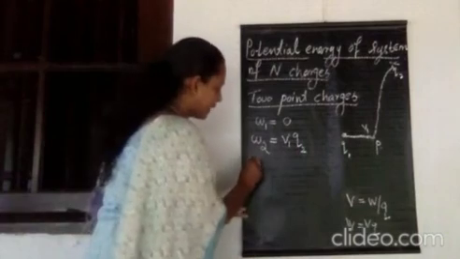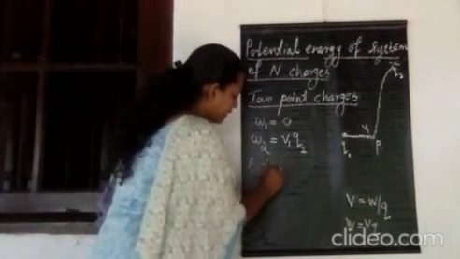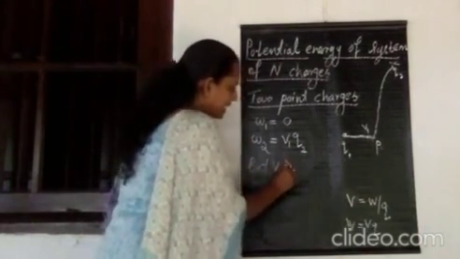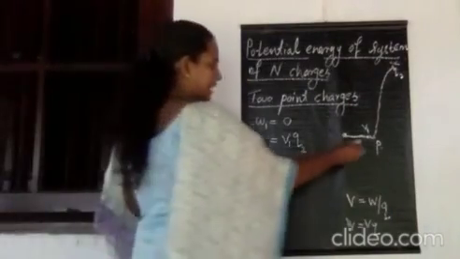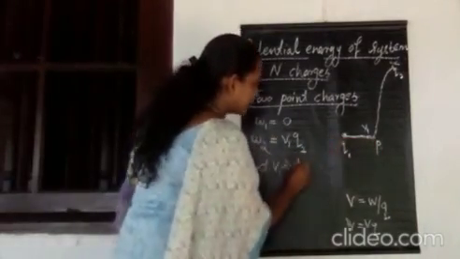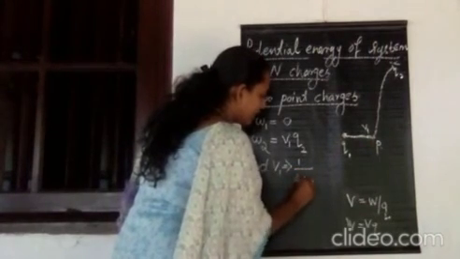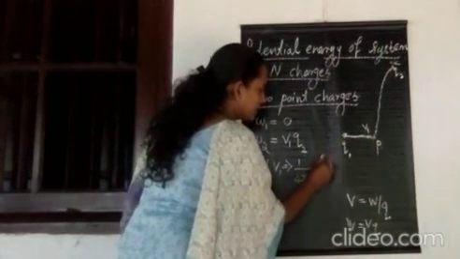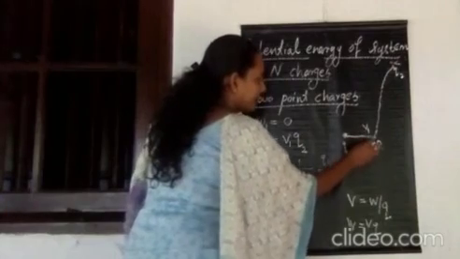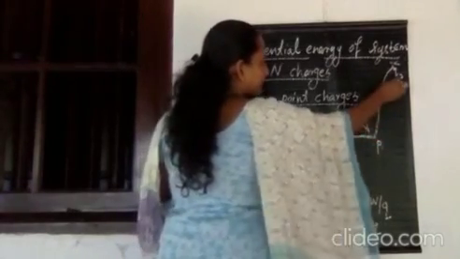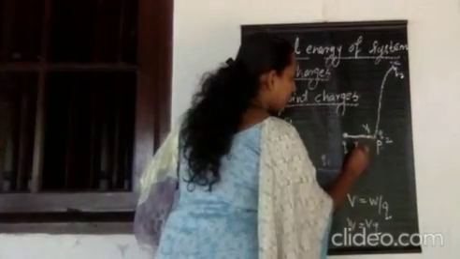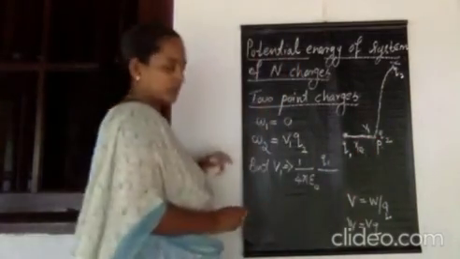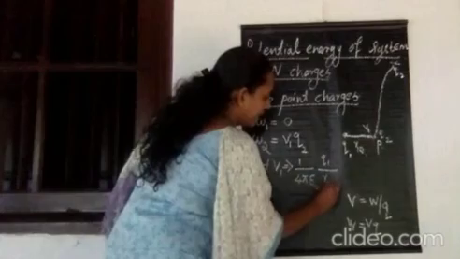But what is V1? V1 is the potential at that point due to the charge Q1. The potential at this point due to a point charge is 1 by 4 pi epsilon 0 Q1 divided by the distance of separation. Here the charge Q2 is coming, so you can write this distance as R12. Therefore, this is Q1 divided by R12.